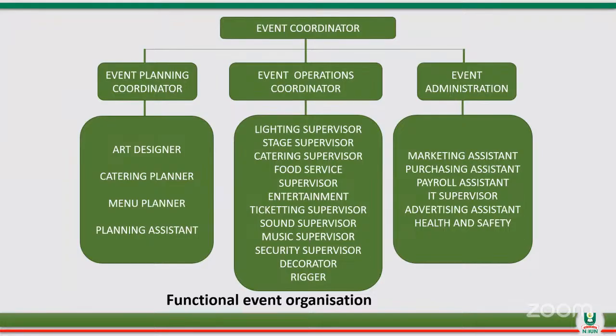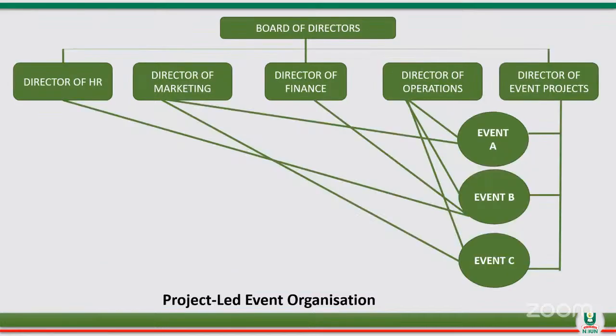And if you look at the diagram, you just realize that this event is divided into functional areas. So this is called functional event organization. This is the structure. Now, this is another structure here. This is where the event is a project-led event. Now, the project is divided into different events, like you have event A, event B, event C, and then they have directors that are going to be functioning in these different events. You can see the stream of arrows.